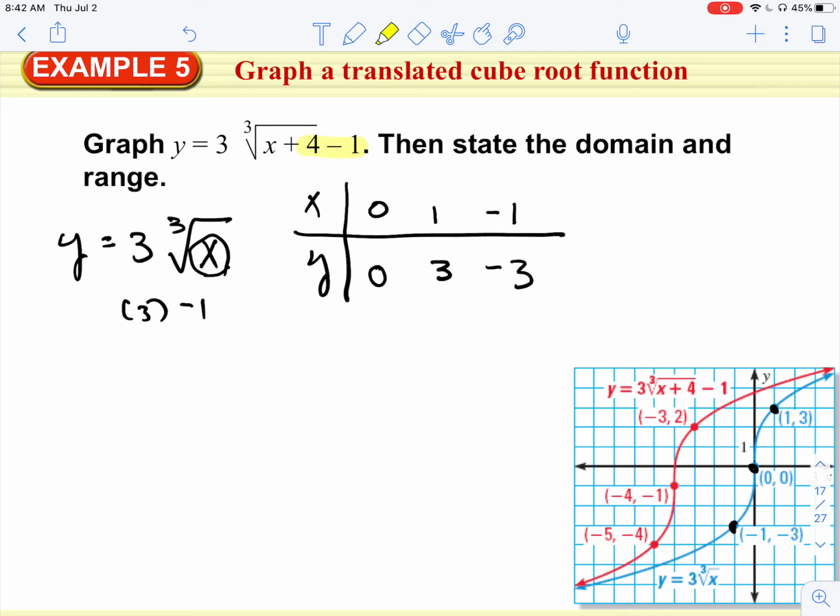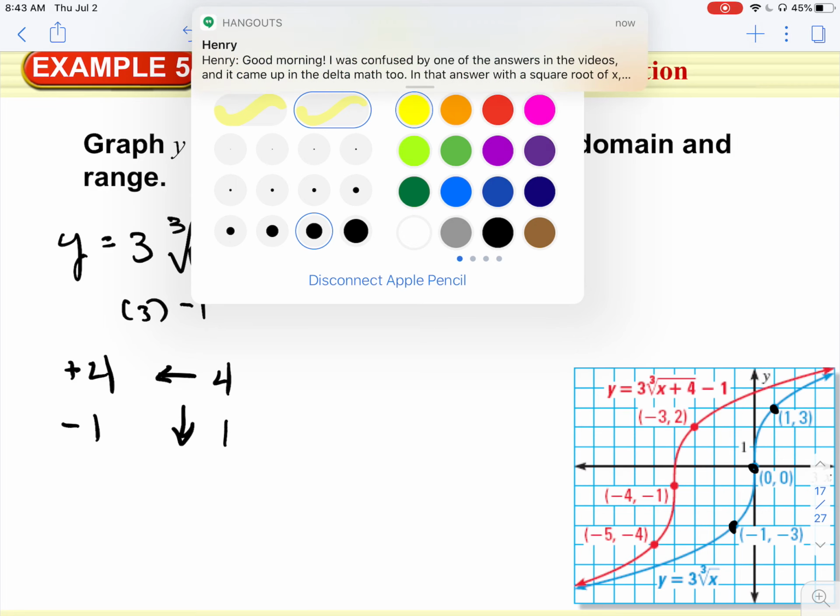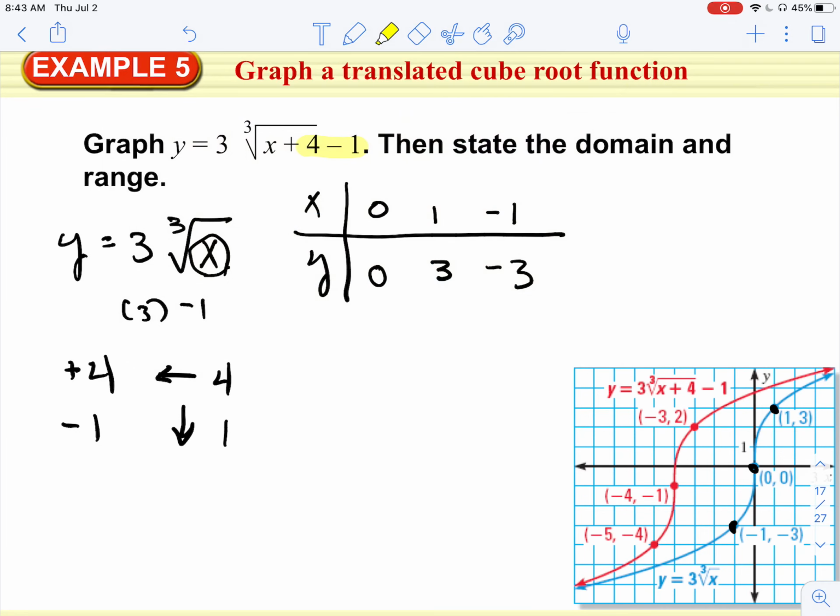And then we have to deal with the translations. The +4 means I'm moving left 4, and the -1 means I'm moving down 1. So take that base function. I wonder if I can make that highlighter smaller. Oh, I can, a little bit. All right, so we are moving left 4 and down 1. And we get our 3 points. And then we can graph them.